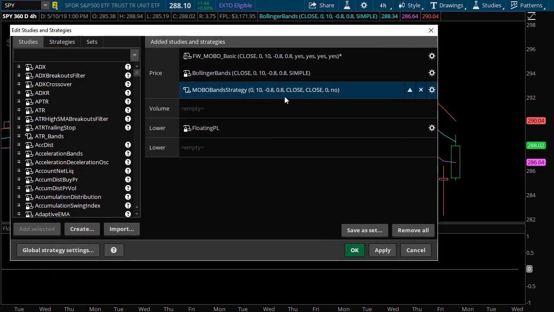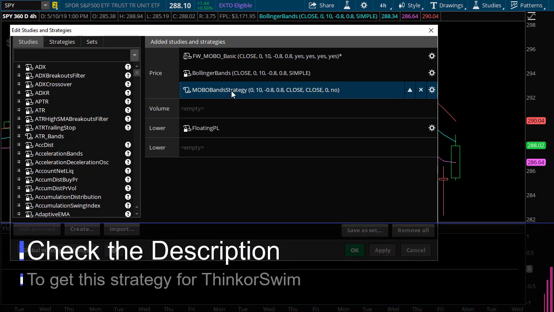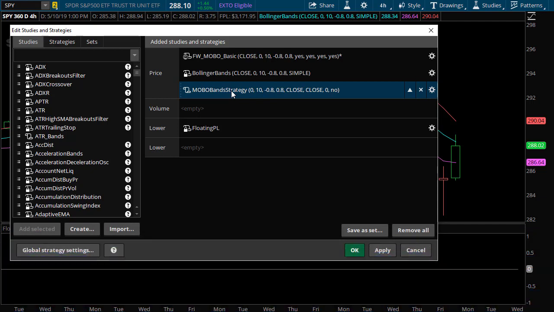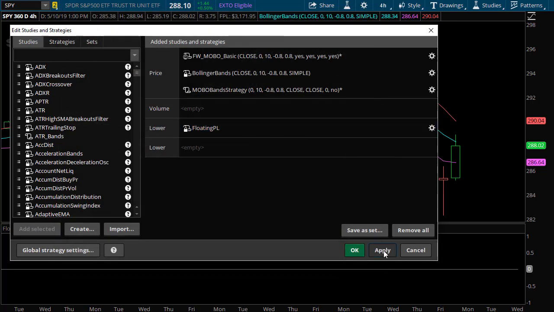The other thing I'm going to put on the chart is the MOBO band strategy. If you are a thinkorswim user and you would like to download this strategy, I'm going to put a link into the description so that you can put this into your platform and you'll be able to see the results, because it's going to calculate the trades going back a year or two. Okay, so I'm going to go ahead and put that on the chart as well, and we'll do the P&L and stuff here in a minute.